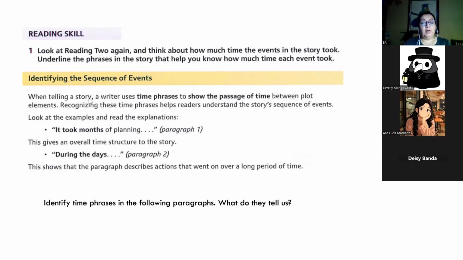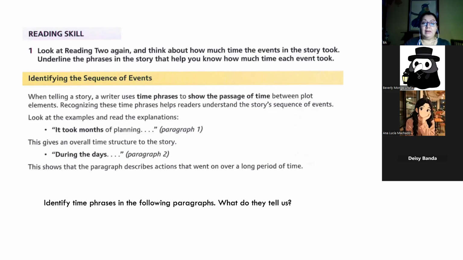Identifying the sequence of events. When telling a story, a writer uses time phrases to show the passage of time between plot elements. Recognizing these time phrases helps readers understand the story's sequence of events. Look at examples and read the explanations. First, it says, it took months of planning. En el párrafo 1 tenemos una frase de tiempo. It took months. So, when did the planning happen?